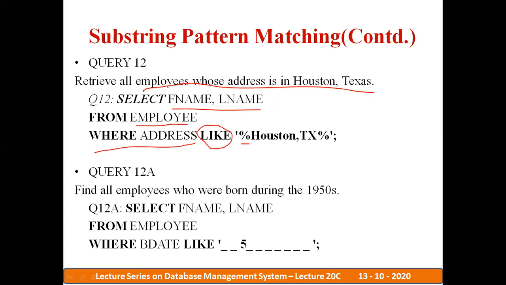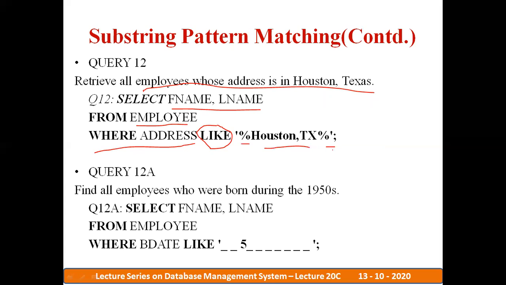The Texas is represented as TX, like Karnataka is represented as KA. After the Texas, there can be any number of characters, and once again it can appear. That's why we have given the percentage symbol. Okay, so this is the use of the character called LIKE as well as the percentage symbol.